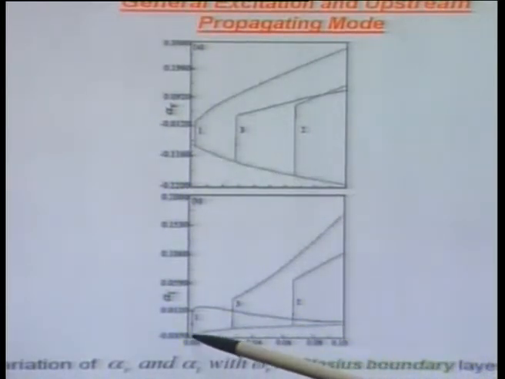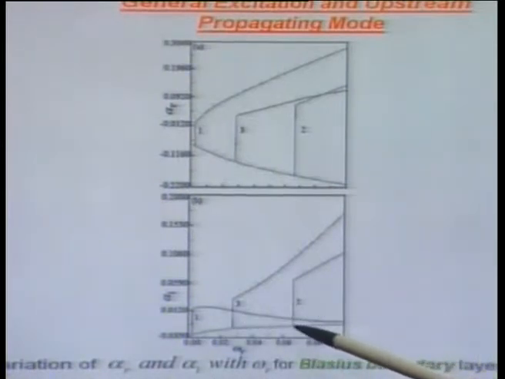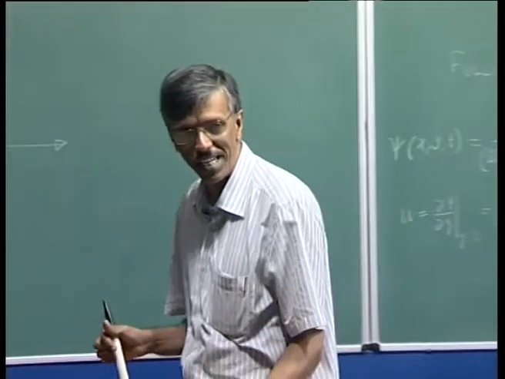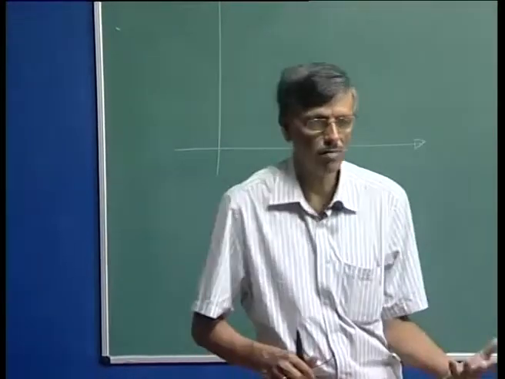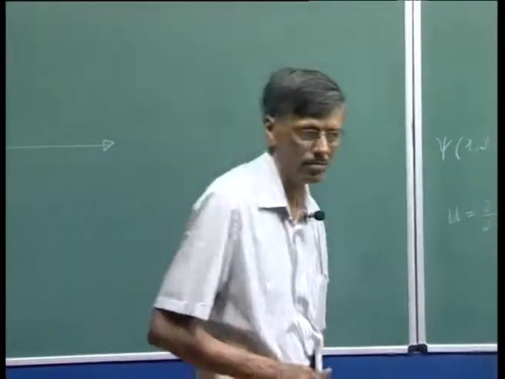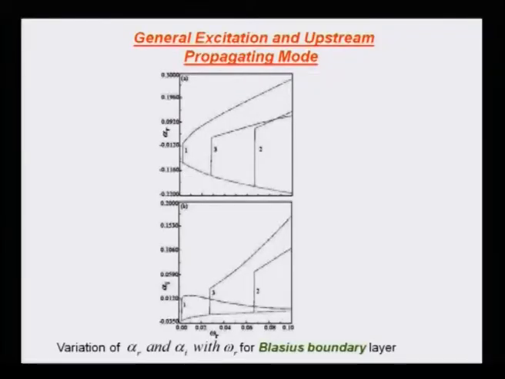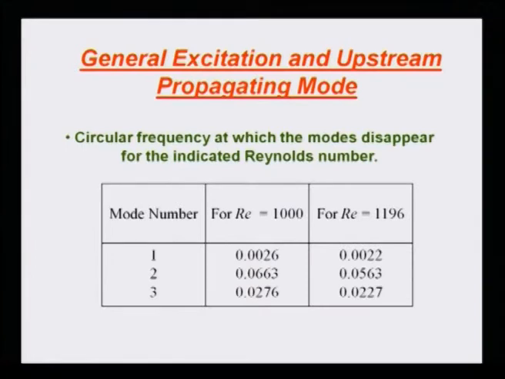Now, you see what has happened. This remains negative throughout. So when we first found this, we were worried, because alpha r is negative. So what does it mean? Well, of course, what you do is calculate the group velocity and ensure what it is. And since we are talking here about the properties of the Blasius boundary layer, what you see is a chart which shows those 3 modes disappearing one by one.